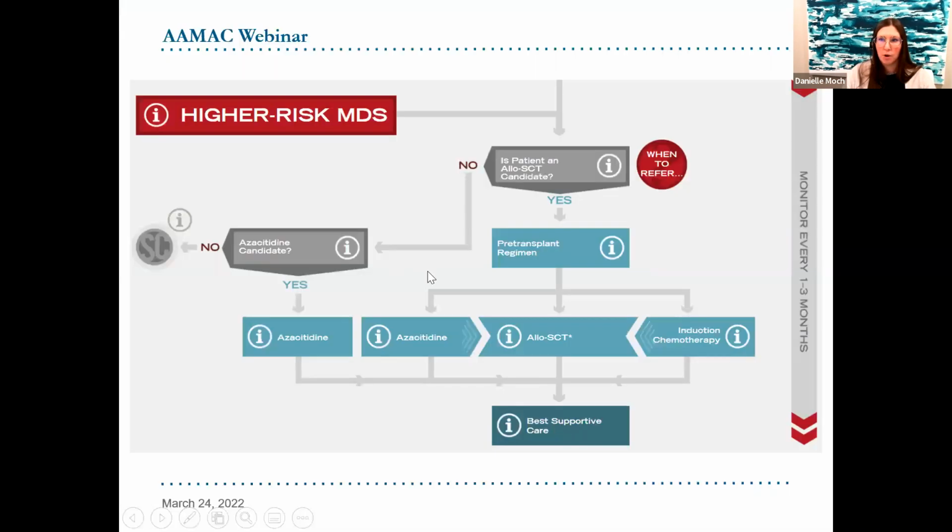Okay. Forward onto high risk MDS. So if you were lower risk and you either didn't respond to treatment or things are changing in that marrow now, you may move into this category.